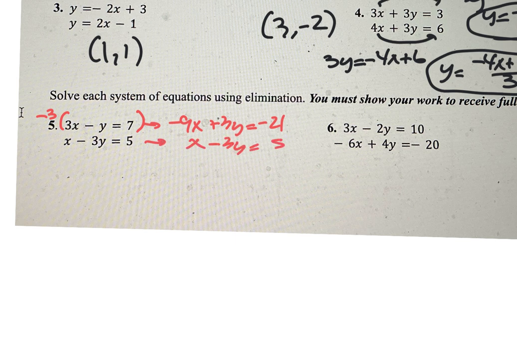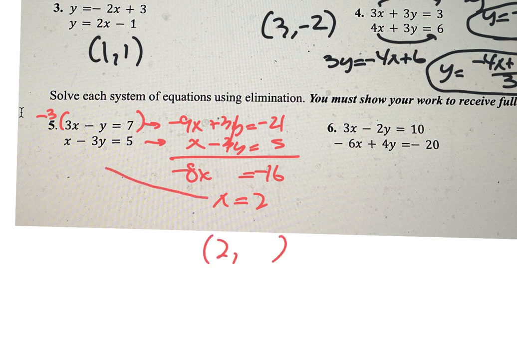And if you look at why I did that, the reason is because my y's are going to cancel, like boom. That gives me negative 8x over here. Over here I get negative 16, so x is 2. I got to find the y, though, because my answer is going to be 2 something. So I'm going to plug the 2. It doesn't matter. I'm going to plug it right there.